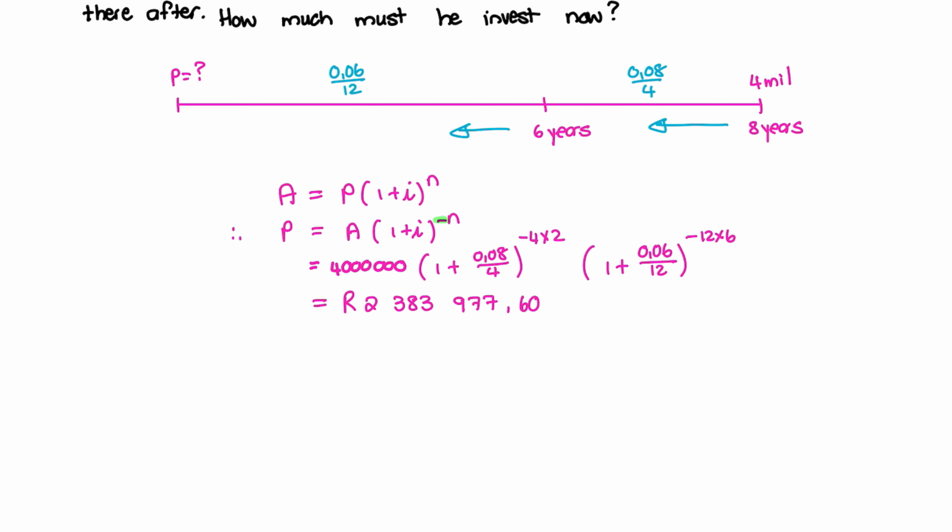If this is 6 years and it's compounded monthly, then we are moving back by 72 payments, or 12 times 6. The interest earned was 6% compounded monthly, and that's why I multiply with this bracket. Notice the negatives, because we are moving backwards on our timeline. Then our final amount, or actually our starting amount, is 2.3 million rand.